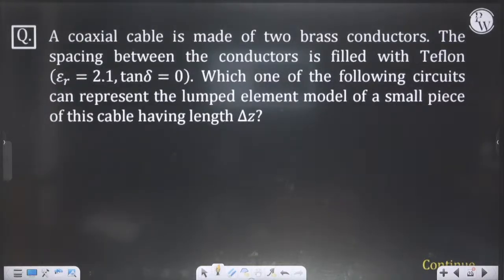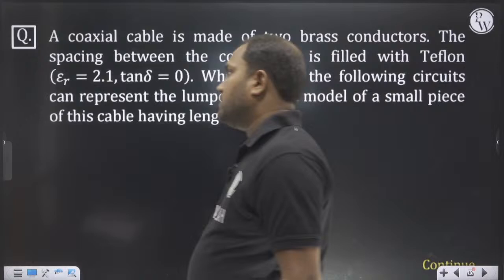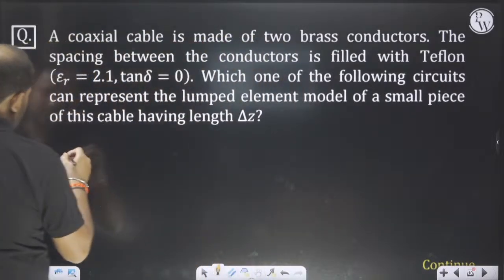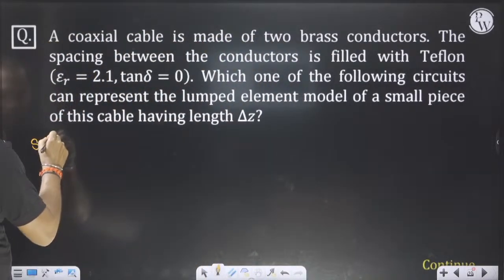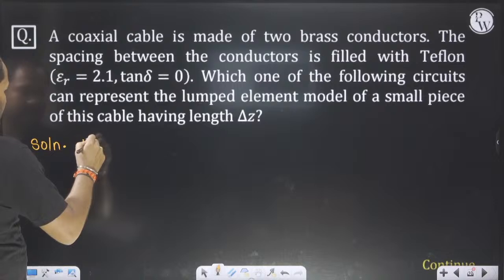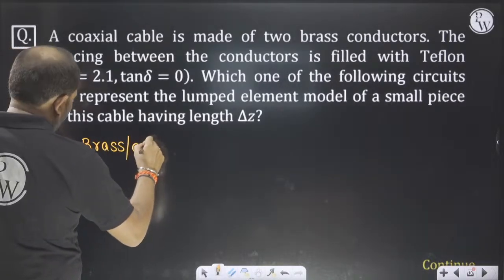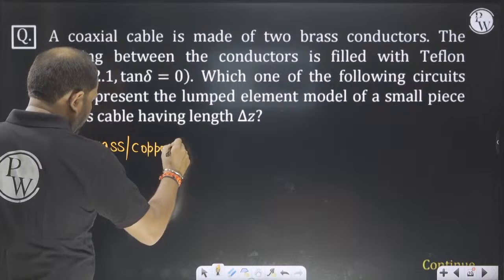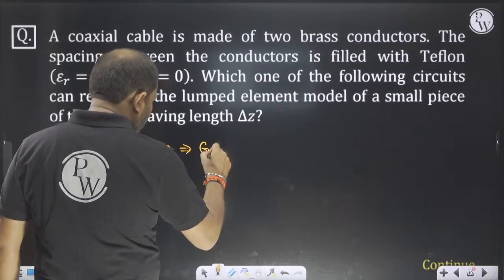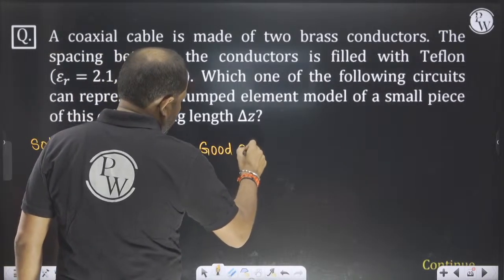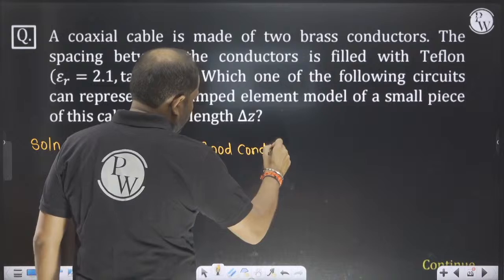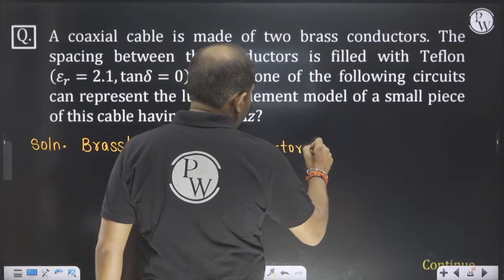We have to analyze those circuits, and then we can say which circuit will represent this. First of all, it is made up of brass. You should think over that: it is made up of brass or copper. It is a good conductor. That means sigma C is very high.